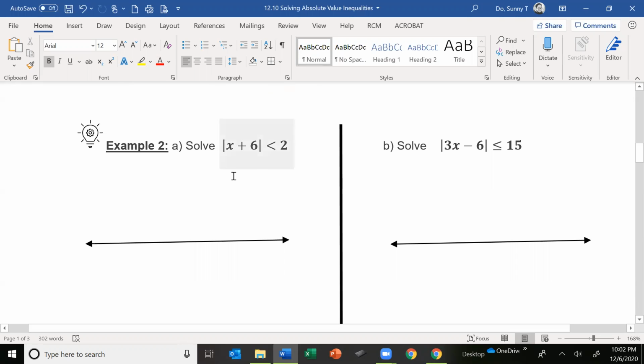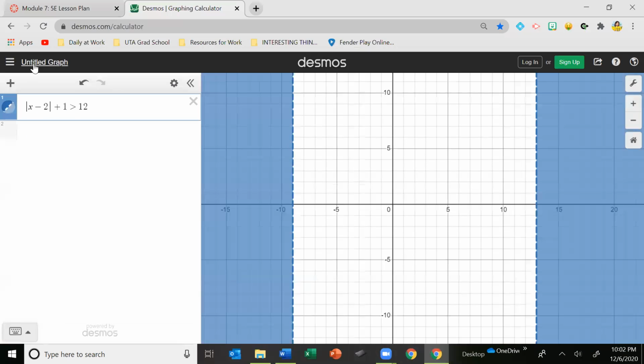So we are going to go ahead and grab this one. In other words, x plus 6 has to be between negative 2 and 2. We're going to see on the graph how it looks, where it is shaded. The part where it's shaded is the solution. So let us take a look.